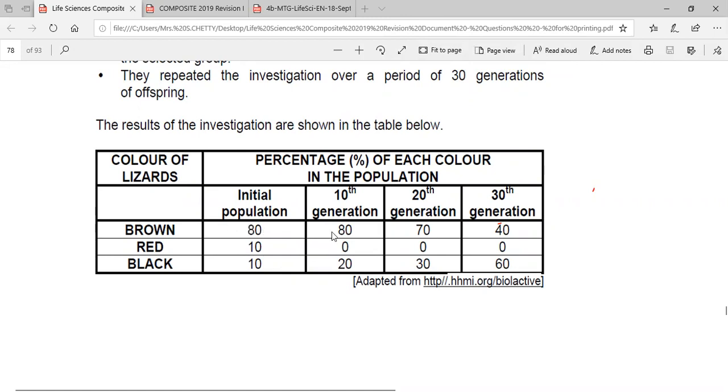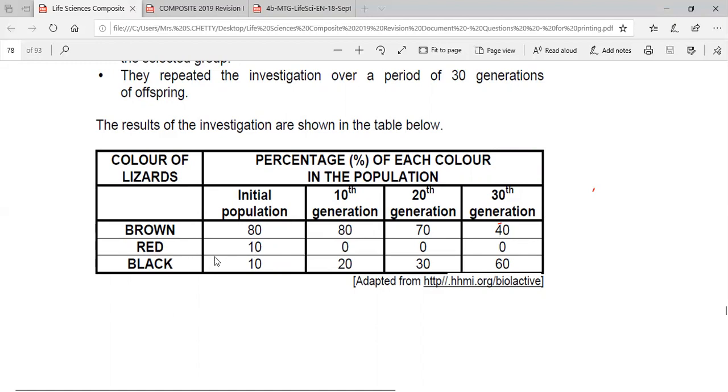After the 10th generation, they were still 80. After the 20th generation, 70. After the 30th generation, 40. So they decreased over a period of time. For red, 10 was the initial population, but then 0, 0, 0. So most probably they were very susceptible to being killed because maybe they were noticed by predators, isn't that so?